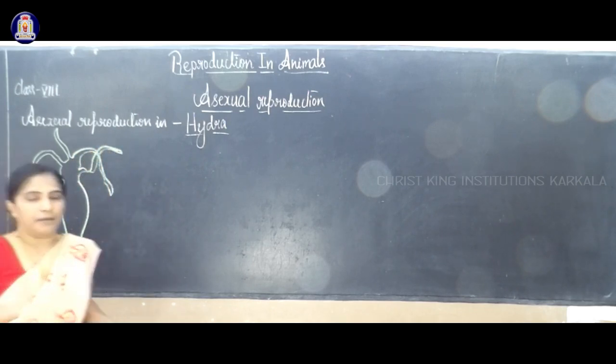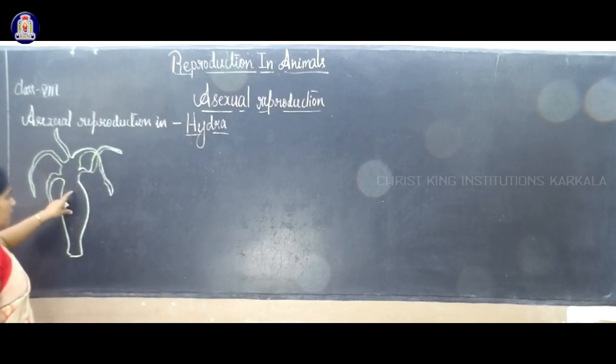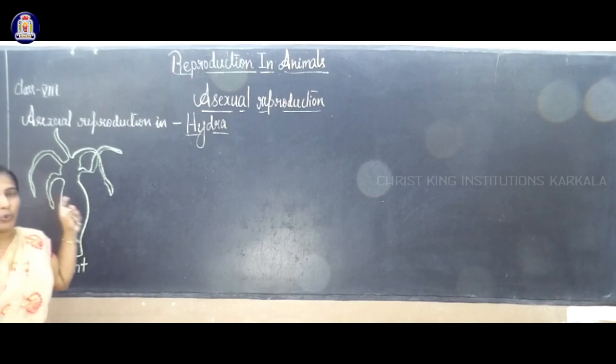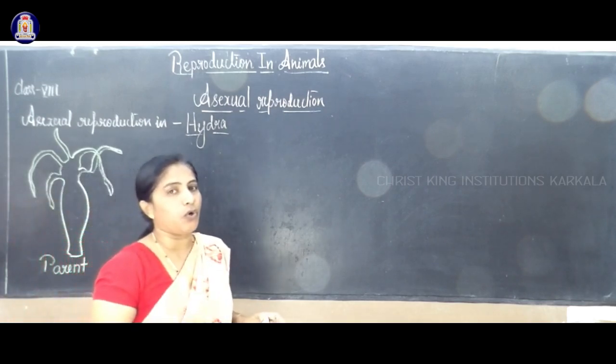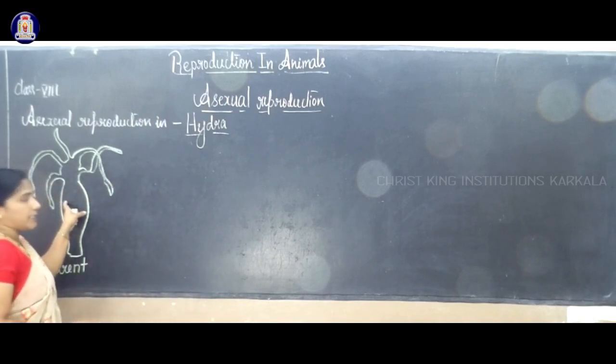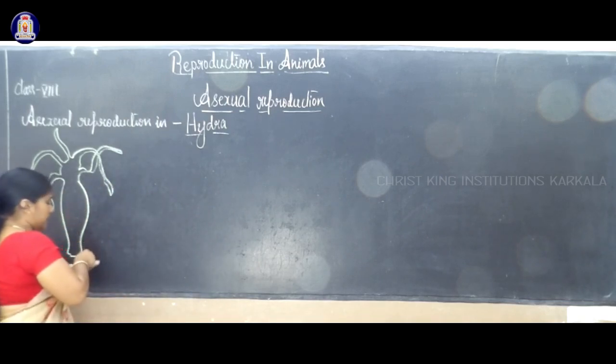This is hydra. This is called the mother body or a parent cell. It is called an individual, single parent. There is no fusion of male and female here. So, a single parent cell. What will happen in the second stage?